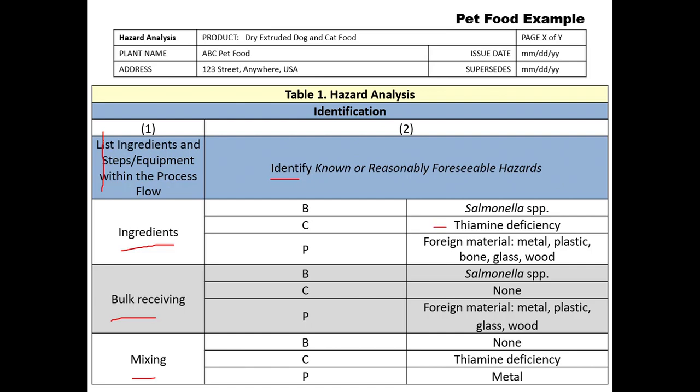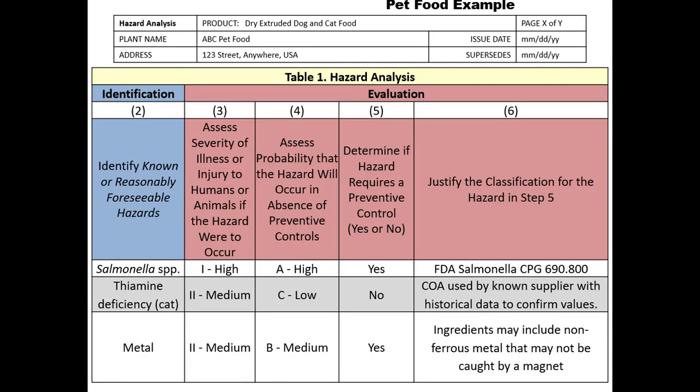We've got that thiamine deficiency because now we're feeding cats. So our intended species is different. Our known or reasonably foreseeable hazards should be different. Let's carry a couple of those over.